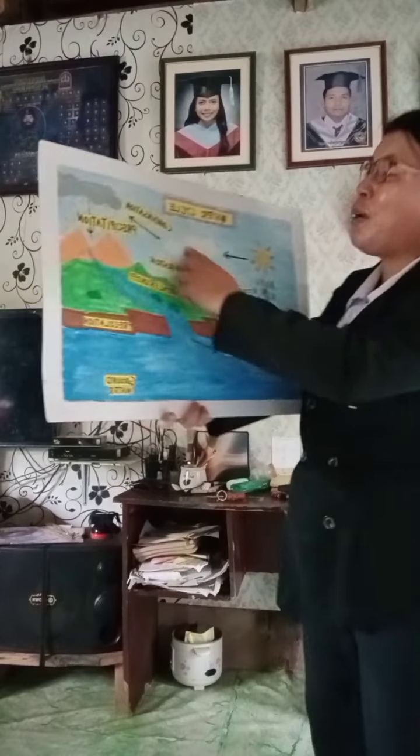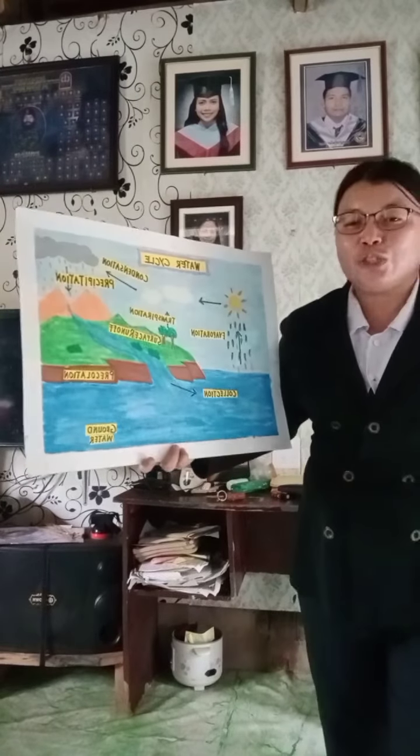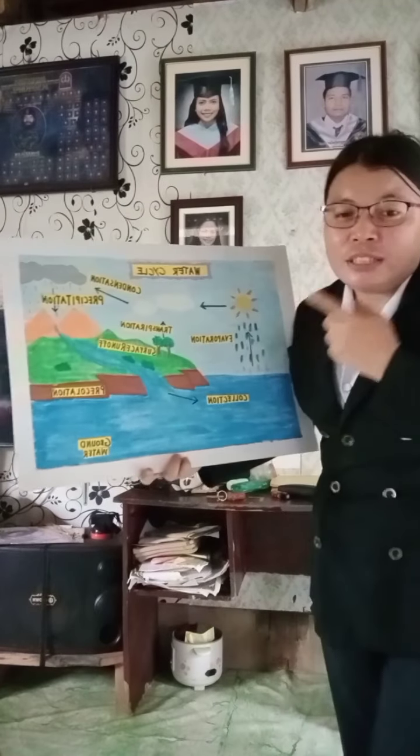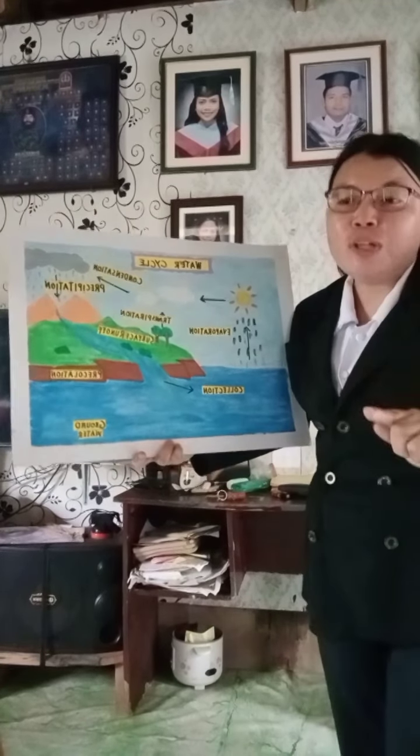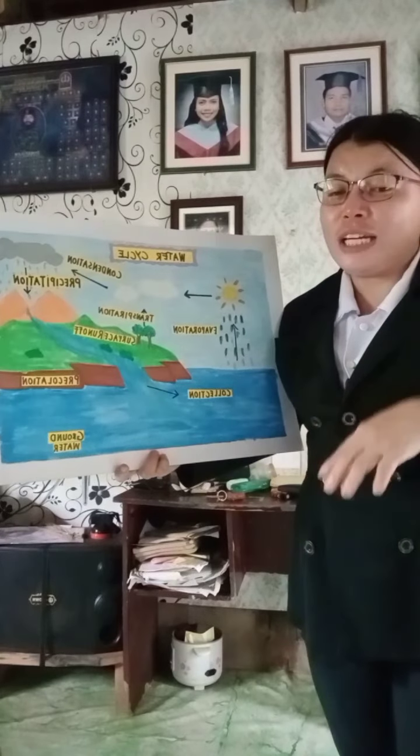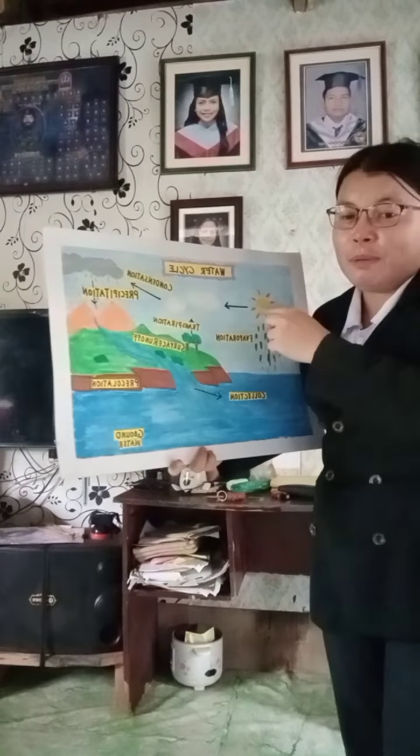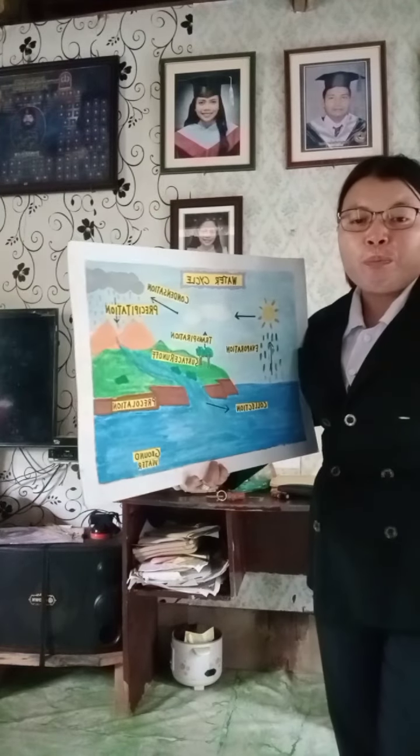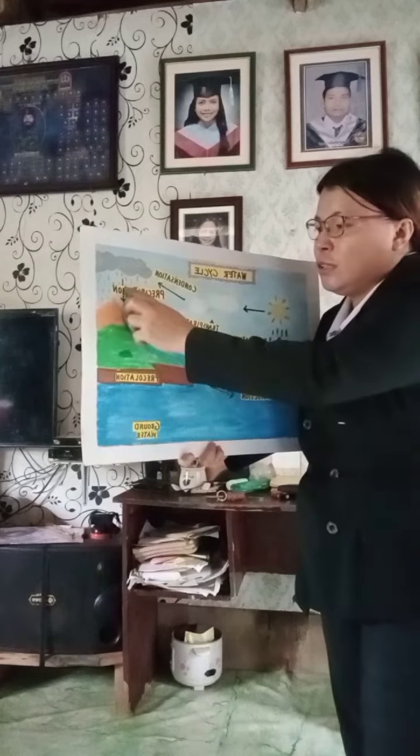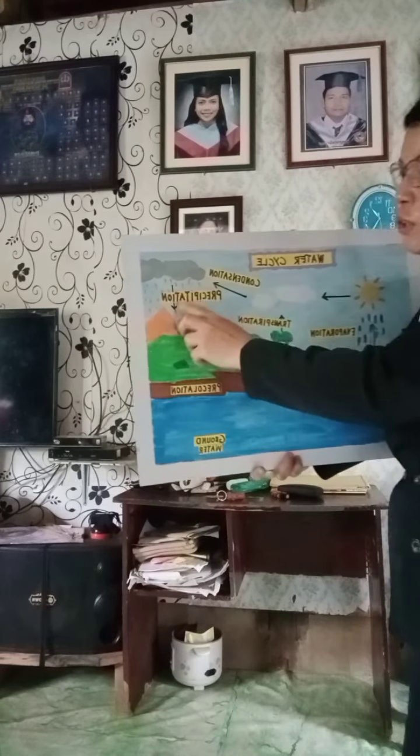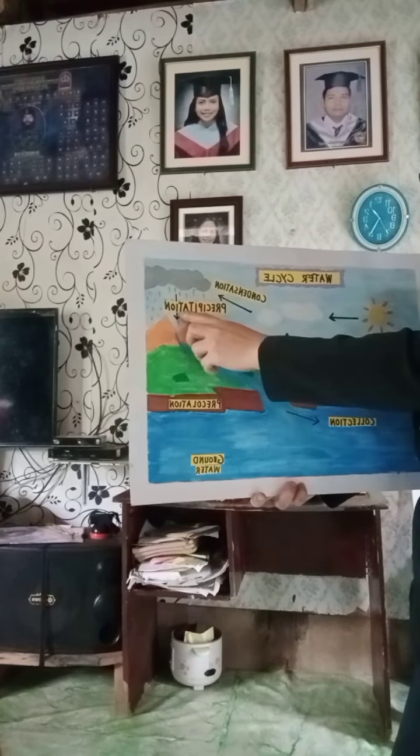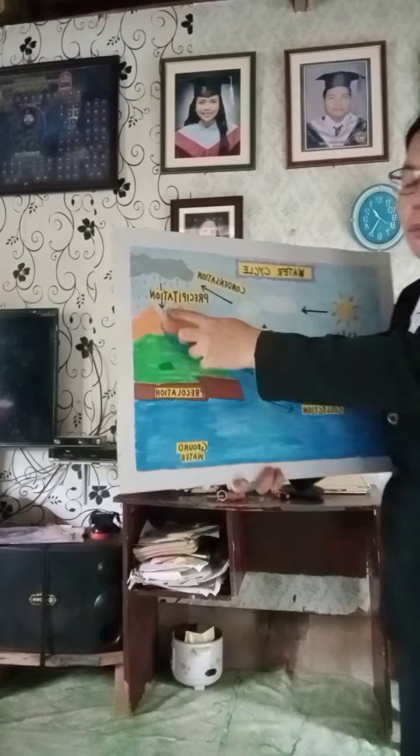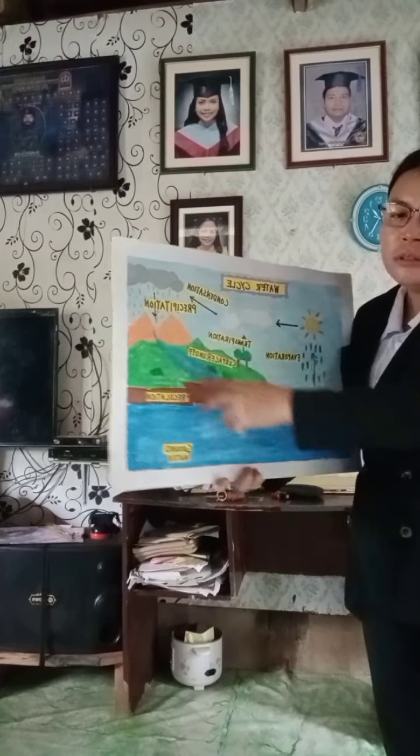So the next process, class, is precipitation. When the temperature and the atmospheric pressure are right, the small droplets of water in clouds form larger droplets and precipitation occurs. So the raindrops fall to earth, class. Look at this illustration, class. The water is pulled back to the earth.